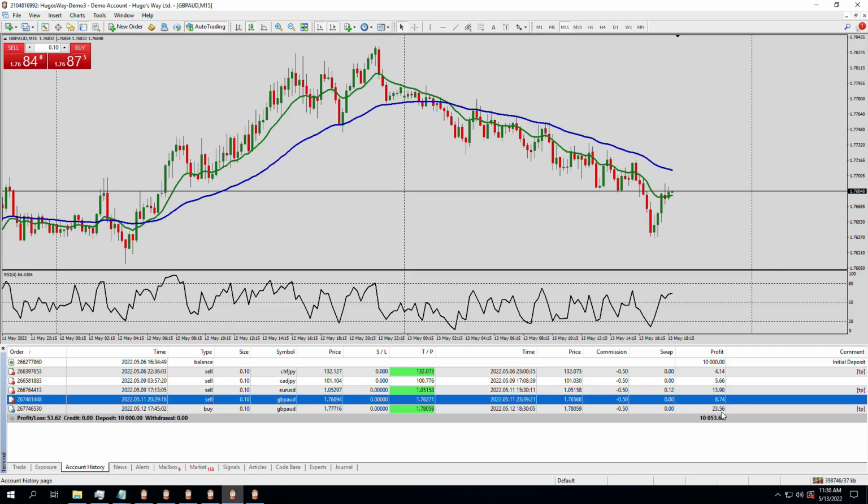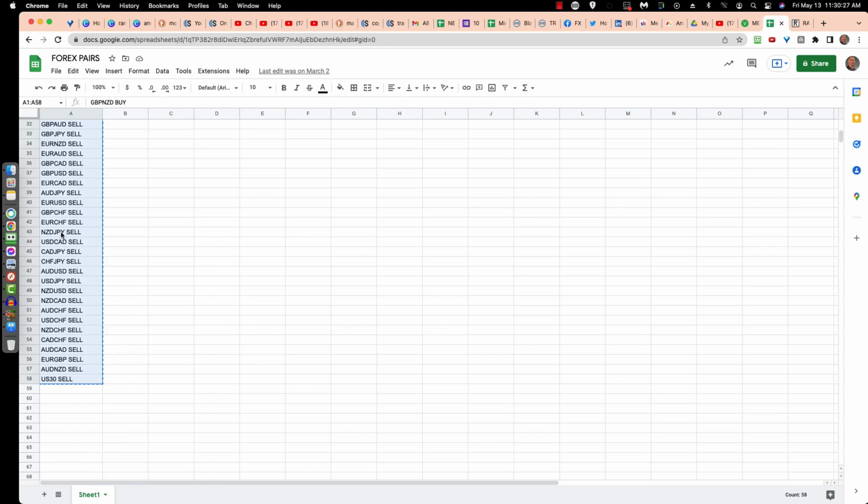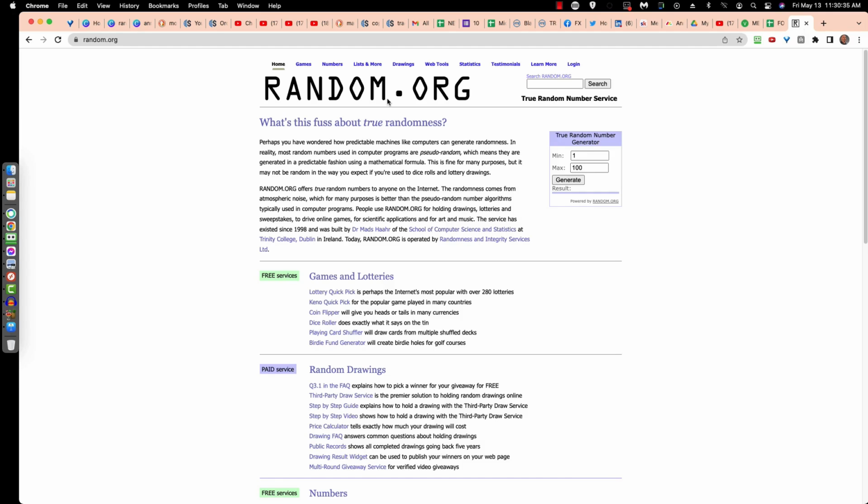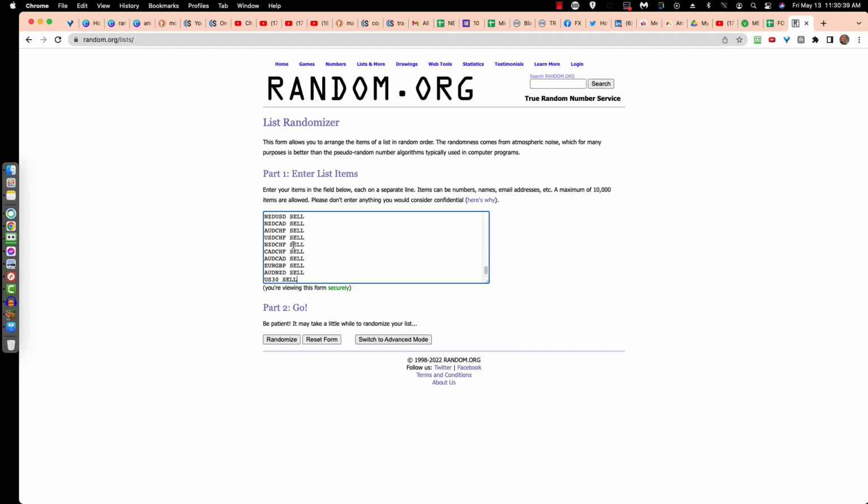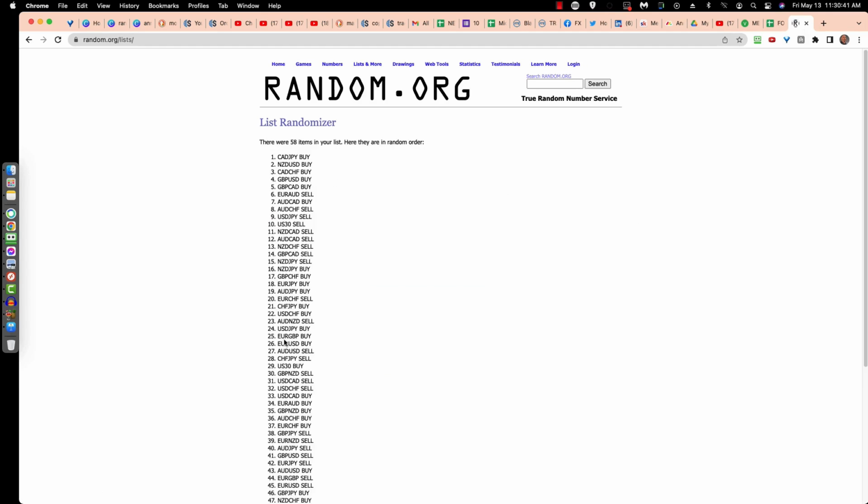So today we're simply going to enter another random trade. I'm going to copy my list of 28 currency pairs plus US 30, each attached with a buy or a sell. We're going to go to random.org, list randomizer, paste our list, and randomly take a trade. CADJPY buy. That is our random trade for the day, CADJPY buy.